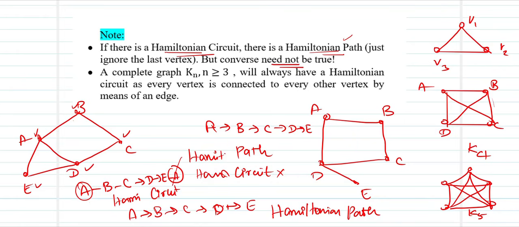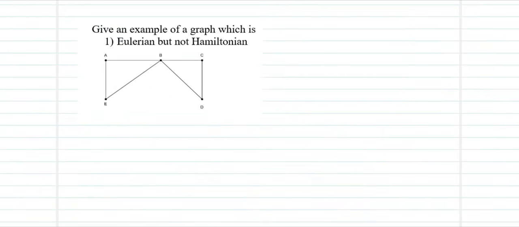So these are some clues by which I will be able to find whether the Hamiltonian circuit or a path exists, but there is not going to be a hard and foolproof test that for sure there is a path or for sure there is a circuit, like what we had for the Eulerian concept. Now let us give some examples of graphs which are going to be Eulerian but not Hamiltonian.